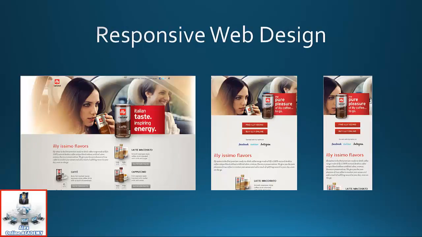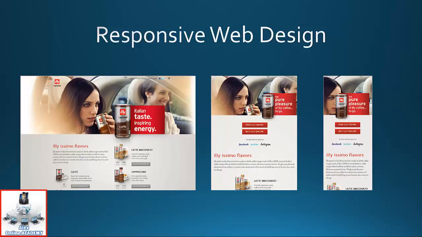Here's an example of responsive web design. This is a website for a coffee drink called Ilissimo. On the left-hand side is what the website actually looks like on a laptop computer. The one in the middle is what it would look like on an iPad, a Kindle, a Samsung Galaxy tablet, Note, something like that. And the one on the right is a smartphone like an Android or an iPhone.